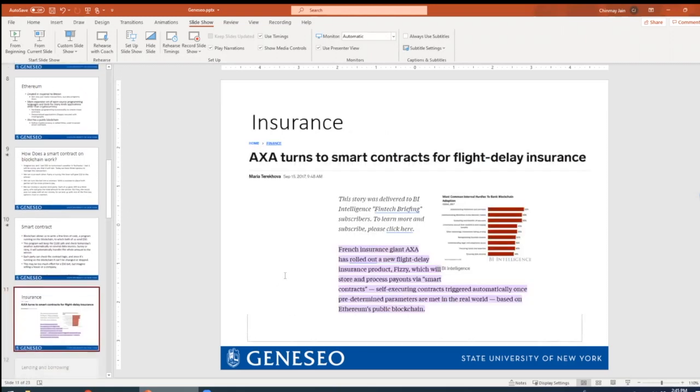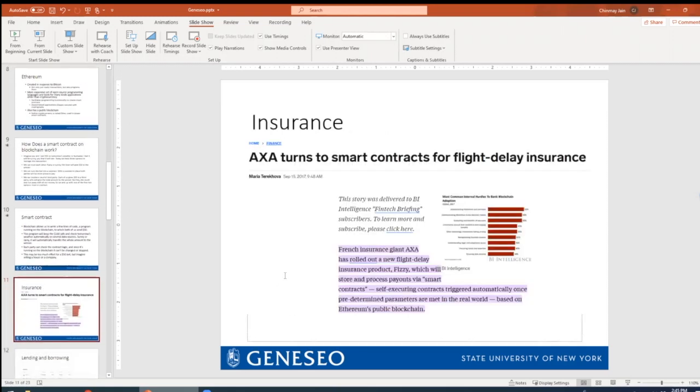So this idea of smart contracts can be used in a lot of financial applications. One of them is insurance. AXA is an insurance company in Europe, and they came up with a smart contract for flight delay insurance. So usually what happens is when you buy insurance for travel, or let's say you buy insurance for health purposes, a lot of times you do not get paid for the claim that you file because there are some terms and conditions that you have not read.